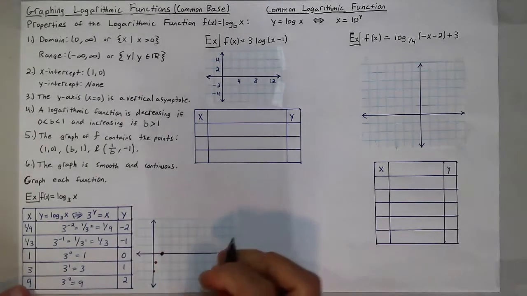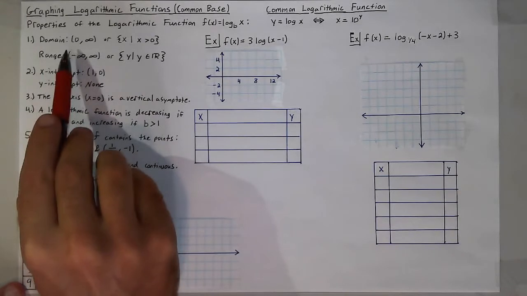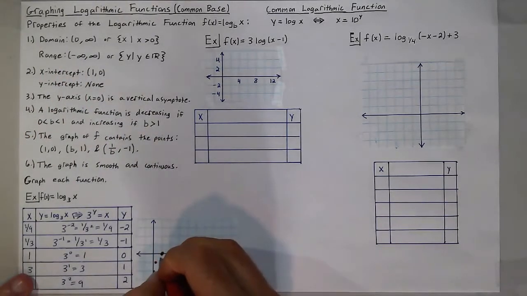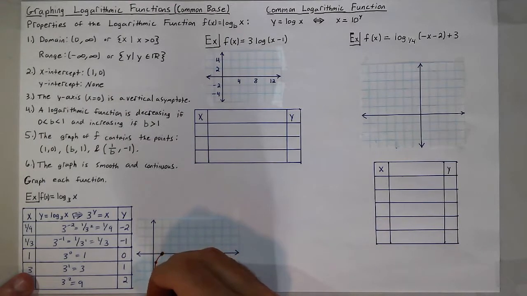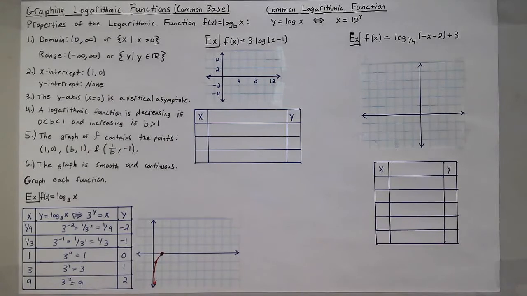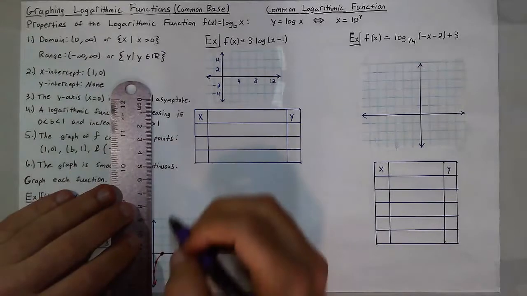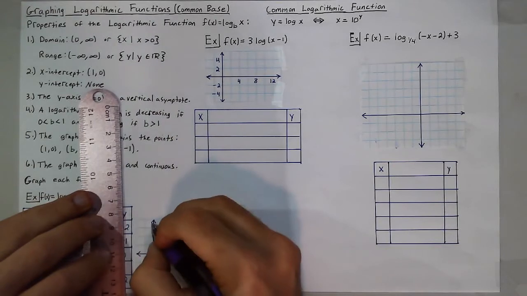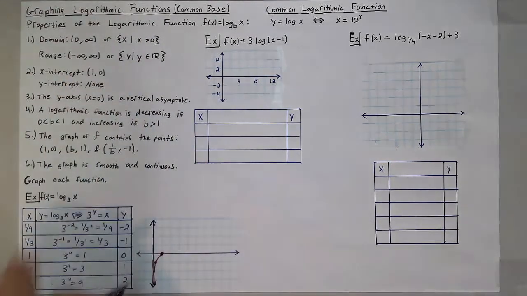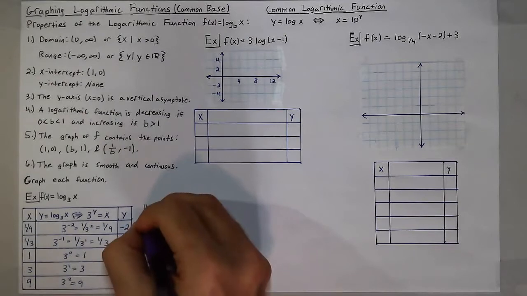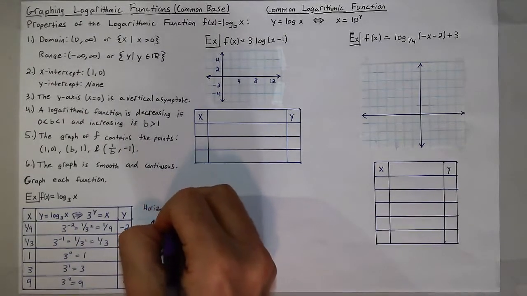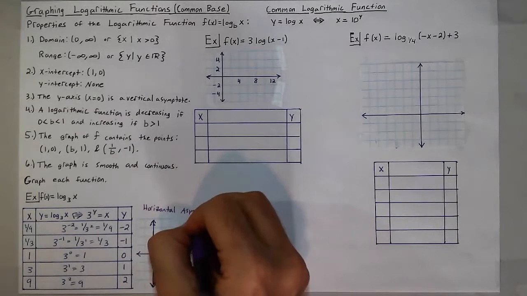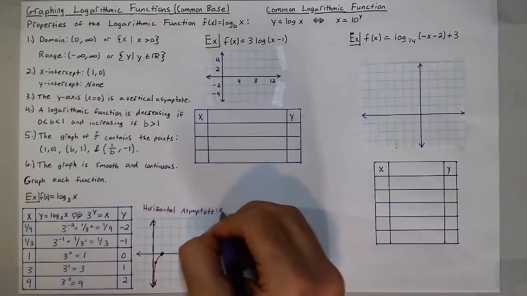And we discussed in the previous lesson that the domain for these functions is 0 to infinity. So you're actually going to see a vertical asymptote form as I follow those points down the y-axis. So these functions have a vertical asymptote at the y-axis typically. And the equation is x is equal to 0.